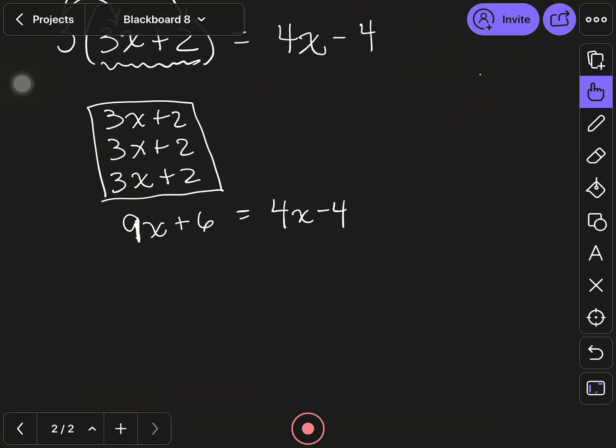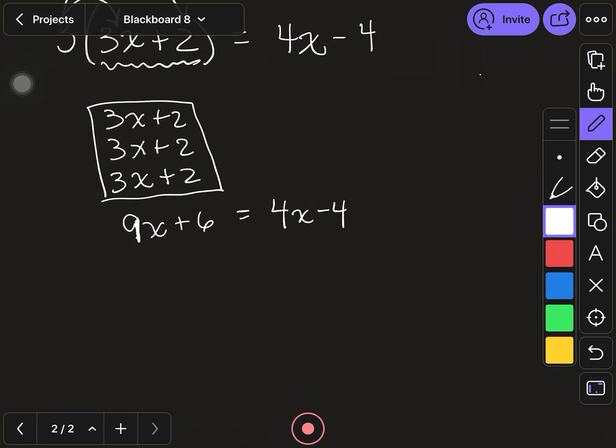Okay? Next. Now that we have the distributing done, we're going to move into combining like terms while isolating the variable. So if I were to write this with algebra tiles, I have 9 x's.